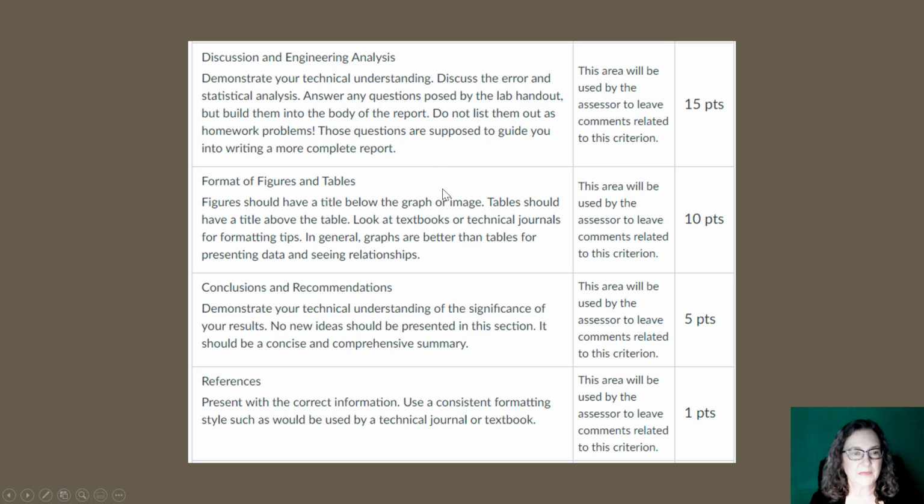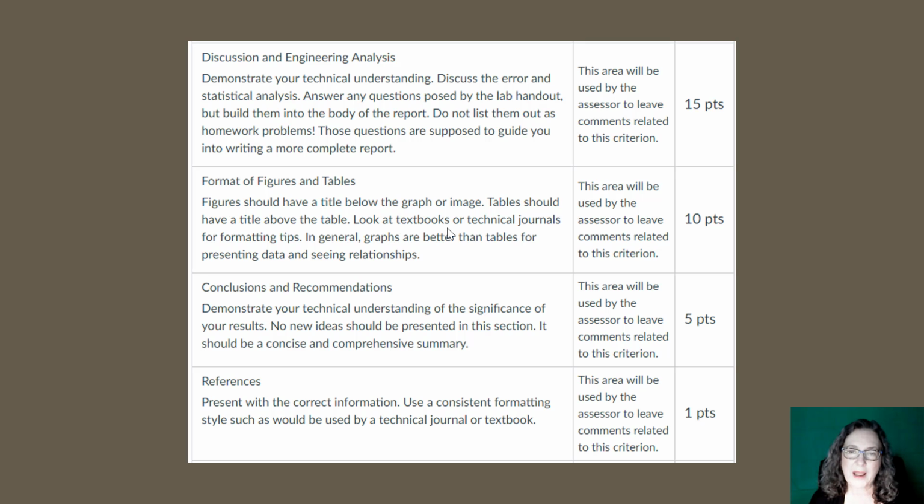In general, when you're choosing between tables and graphs, usually a graph is going to present that idea better. So if you can create a way to put that information graphically rather than me looking at a table full of numbers, I'll probably get the point of what you're trying to tell me a lot more efficiently.